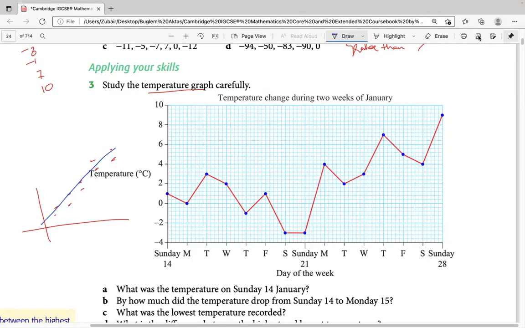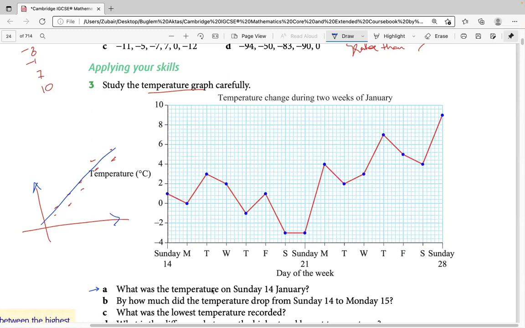Any doubts? So it is increasing, just a straight line going up. Very good. That is it. So we say that the trend is positive because x-axis and y-axis both are increasing. Okay.